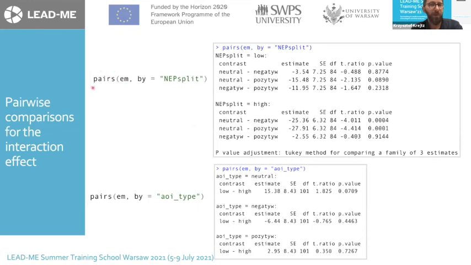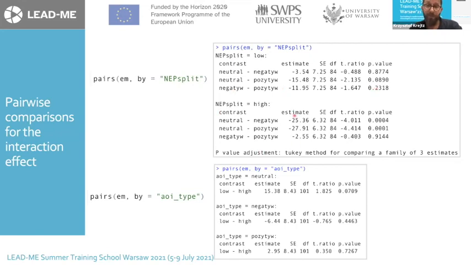So let's look at how it looks. First, we do pairs of em by NEP split. Okay. So when it's automatically printed in the console, you see the NEP split low for people with low values of NEP. The difference between neutral and negative is not significant. The difference between neutral and positive is marginally significant, but still not. And the difference between negative and positive is not significant.